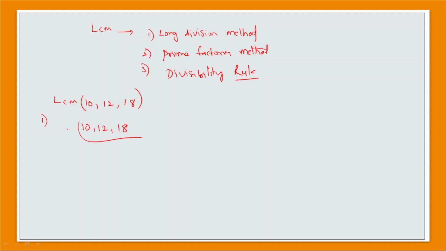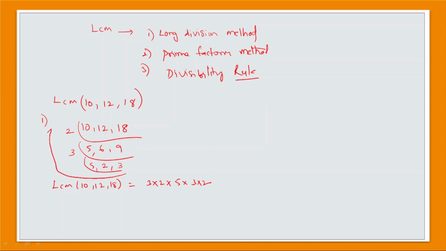First, divide the numbers with prime numbers only. So it will be 5, 6, and 9 here. After that, I'll take the next prime number. 5 is as is because it is not divisible by it, and it was divisible for 2 times and for 3. So I can write the LCM of 10, 12, 18 as 3 into 2 into 5 into 3 into 2. You need to write from this point to the first one.